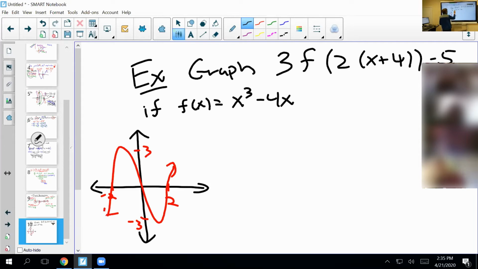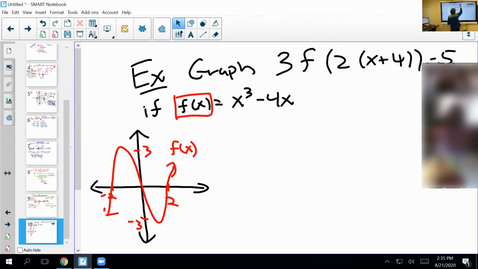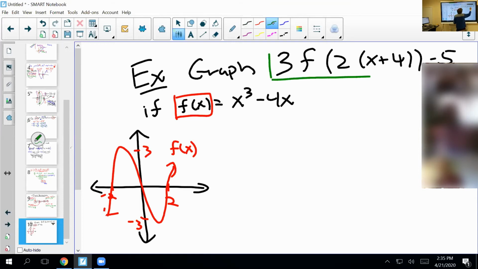Okay, so here's my original function f of x. And what I want to do is graph this new one over here. Okay. How do I do that? Well, I'm going to show you something called the box method.